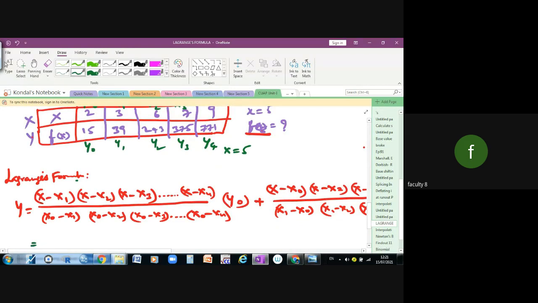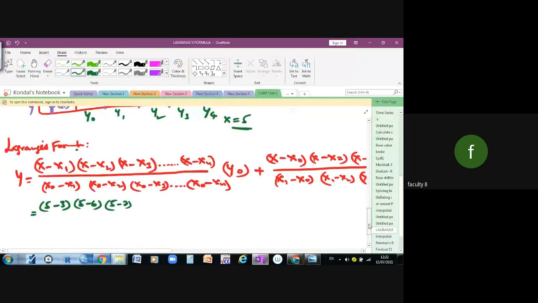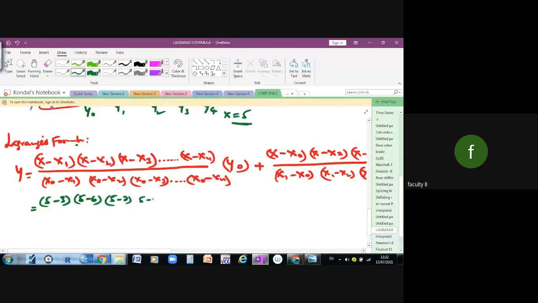Here x value: how much x value are they given? 5, right? 5 minus x1. x1 is how much? 3. And 5 minus x2, 6. And 5 minus x3, 7. And we have the x4 also, so we need to take here also into 5 minus x4 value. How much? 9, right? So we close here, because we have only 4 as n. So therefore we take only 4 values.